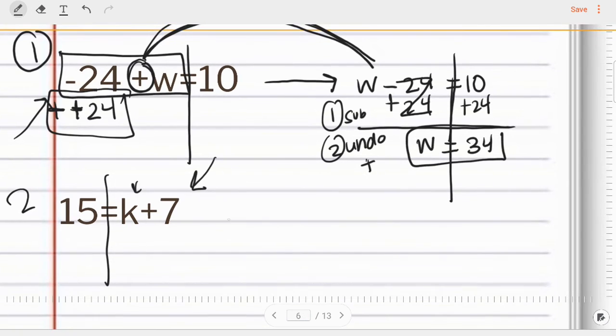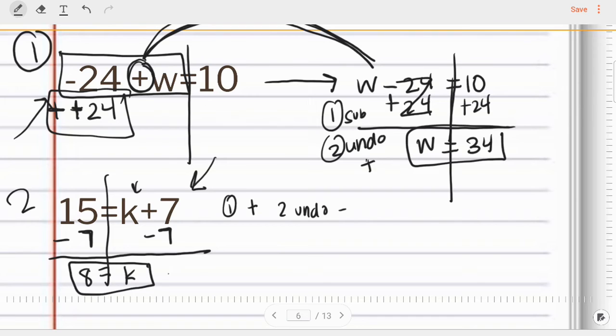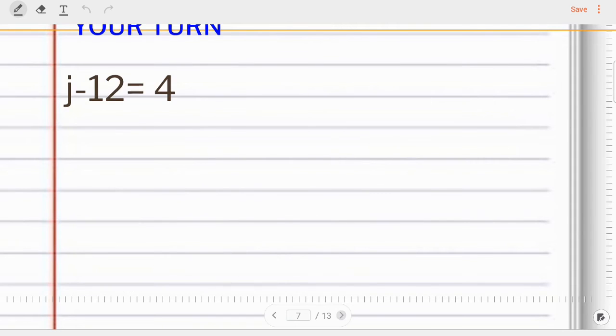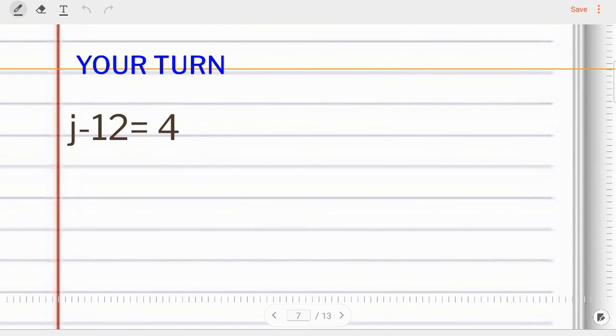Here's my variable. What operation is going on? Addition is going on. So step number 2, how I'm going to undo it. I'm going to undo it with subtraction. Since it says plus 7, I'm going to minus 7. So 15 minus 7 is a grand total of 8. K is equal to 8. Then I can rewrite it. Great. Okay, your turn. Take a second, pause the video, and try this one on your own.